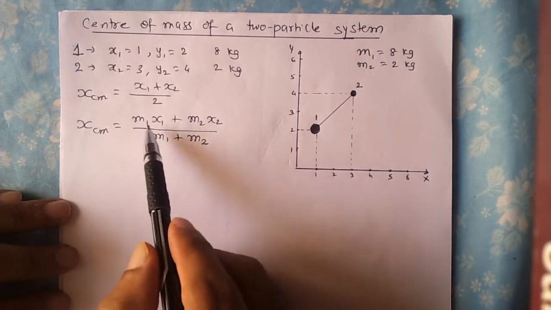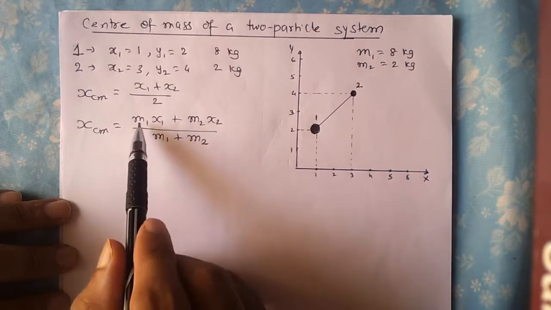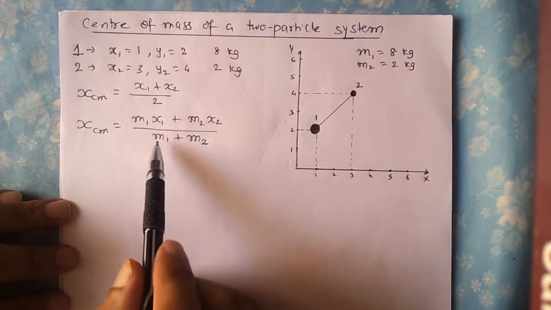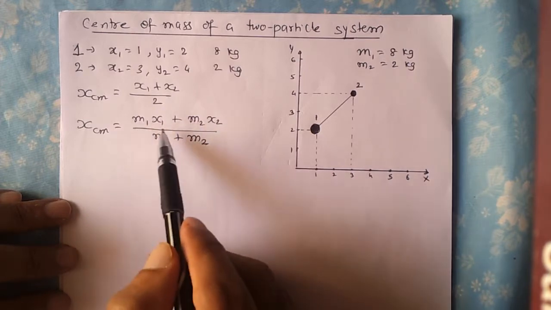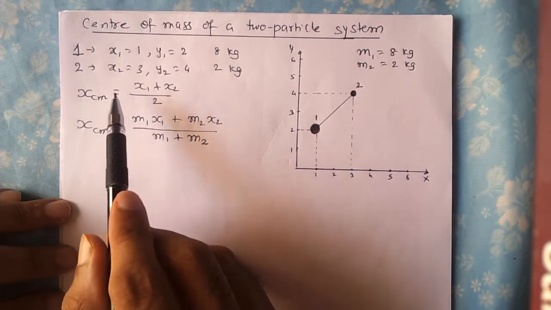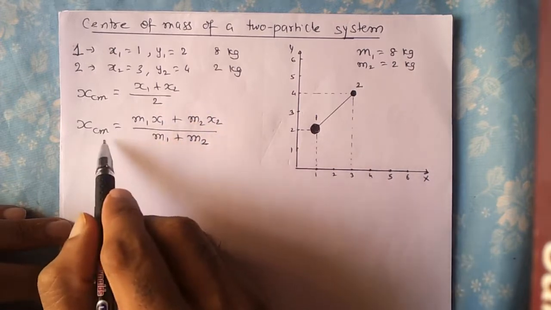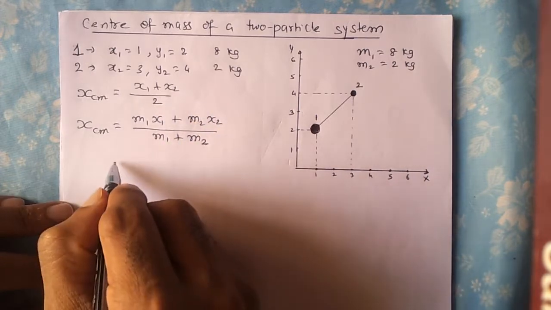And if you take the two masses equal, let us say the two masses are equal, then this will be m, this will be m, and here you will have 2m. So m will get cancelled and we'll go back to the formula which we had used for the two particle system having same masses. So this is now the equation for XCM, and let us put values over here.